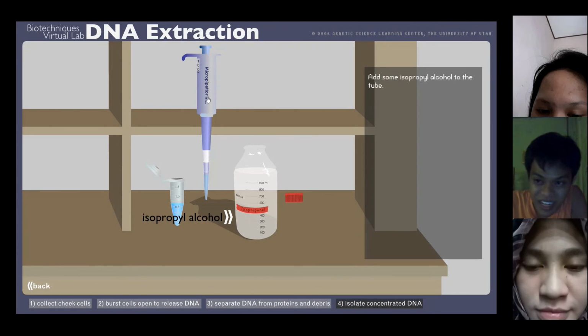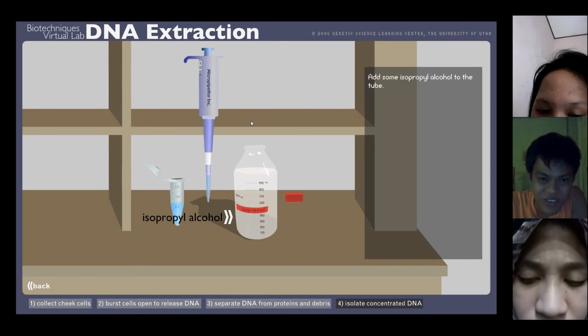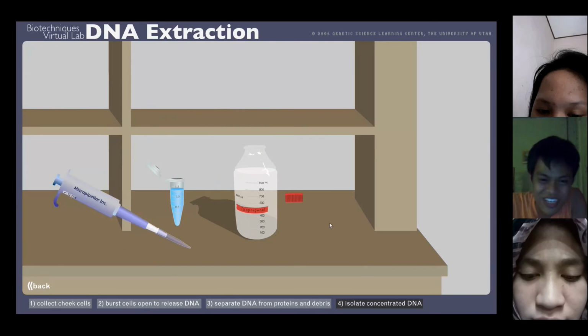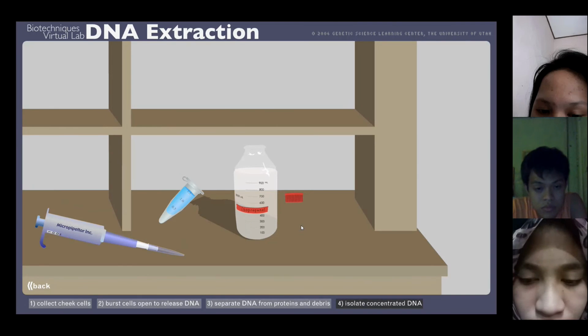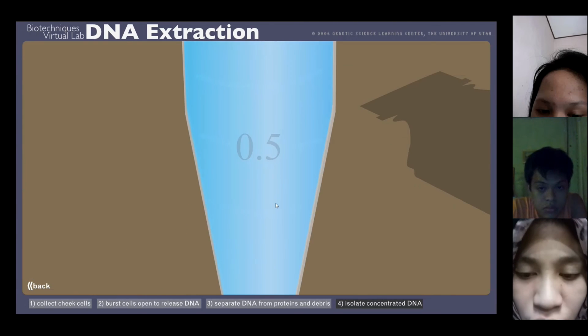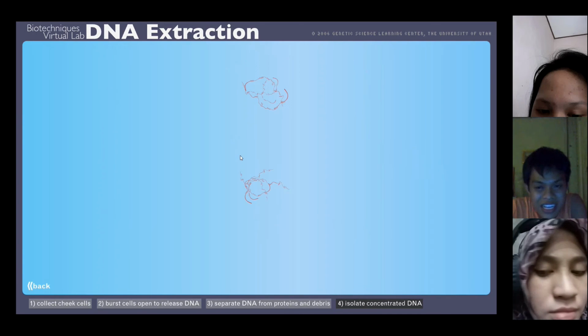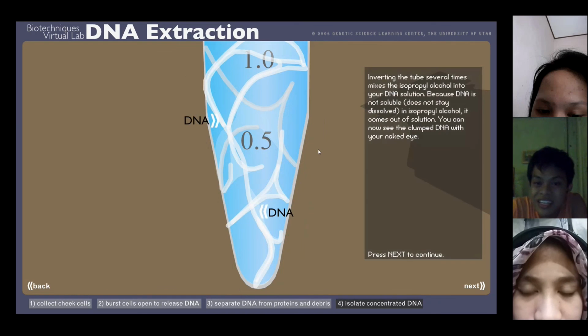Add some isopropyl alcohol to the tube. Did he already get the isopropyl alcohol? Joke lang. Yay! They clumped. Why do you think they clumped?